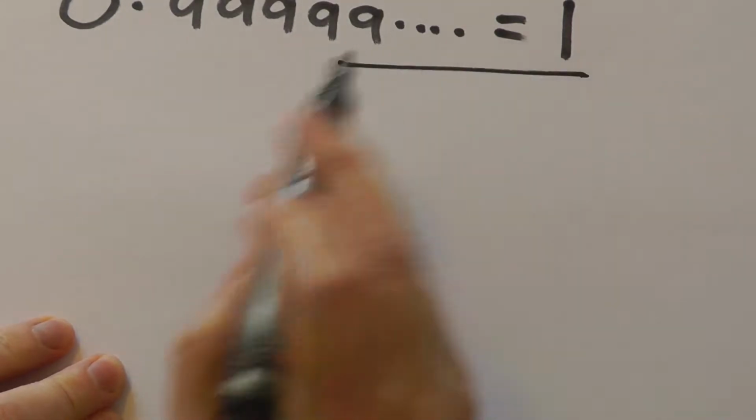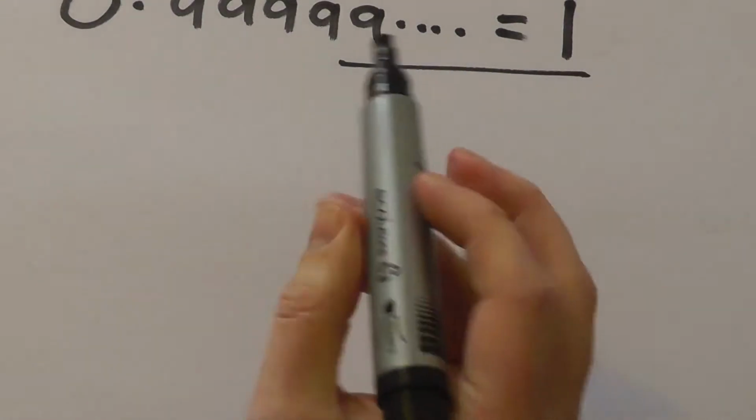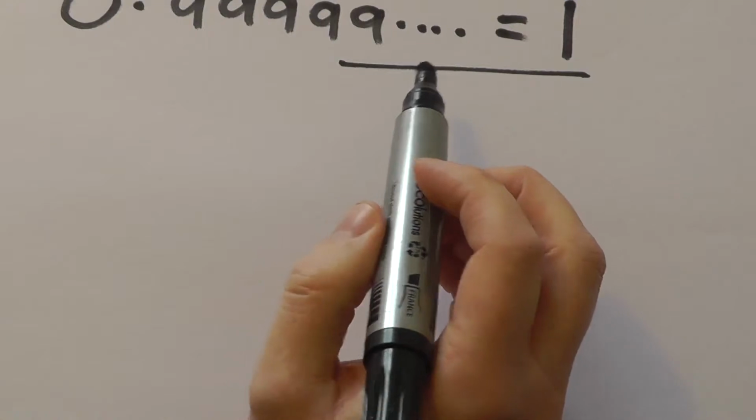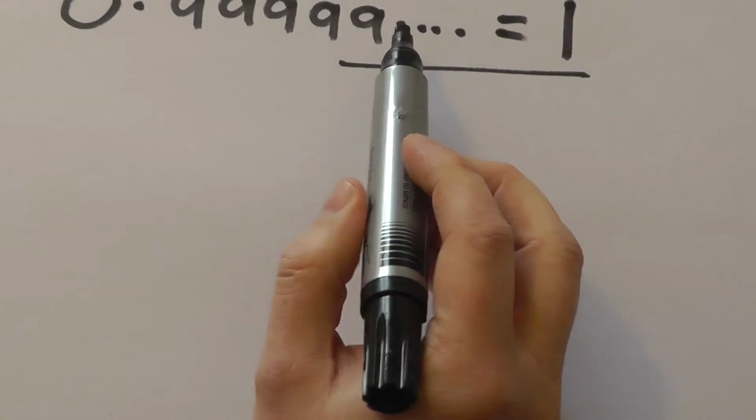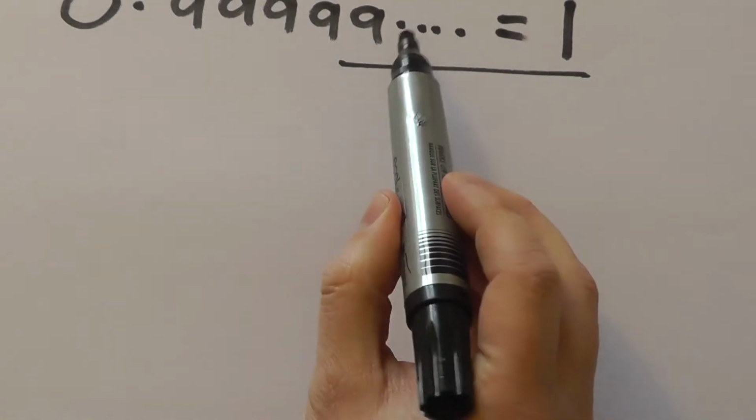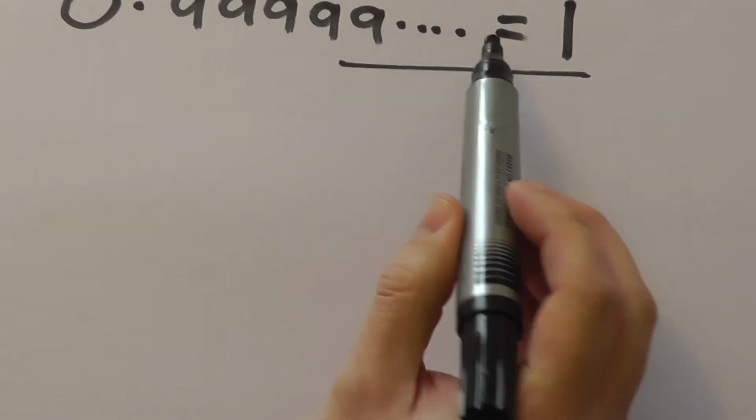This is true. And the way we are going to do this is we're going to talk about recurring numbers. What do we mean by recurring? We basically mean these 9s go on forever.